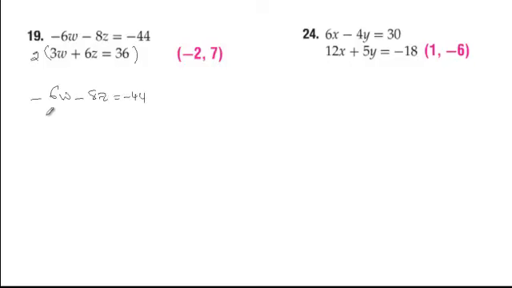And here 2 times 3 is 6w, 2 times 6 is 12z, 2 times 36 is equal to 72. Okay, so now after finishing we add the two equations, minus 6w plus 6w cancel.